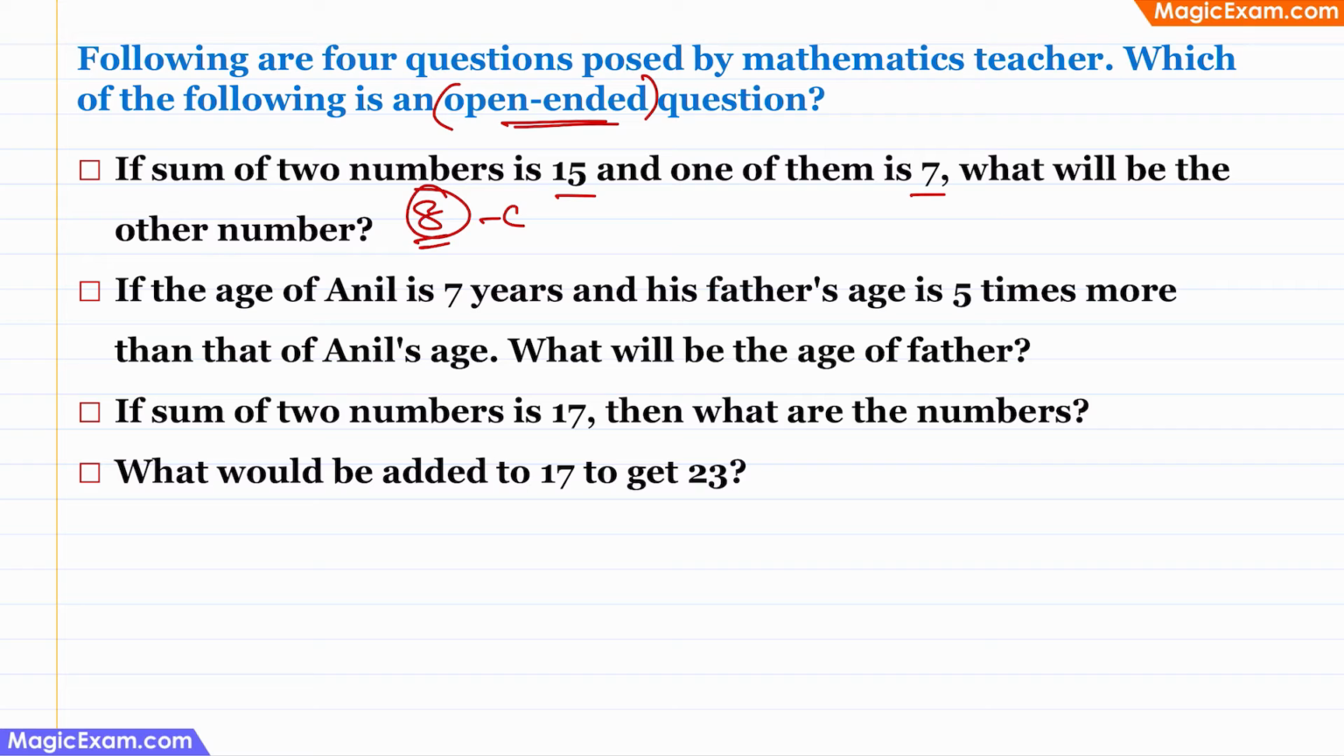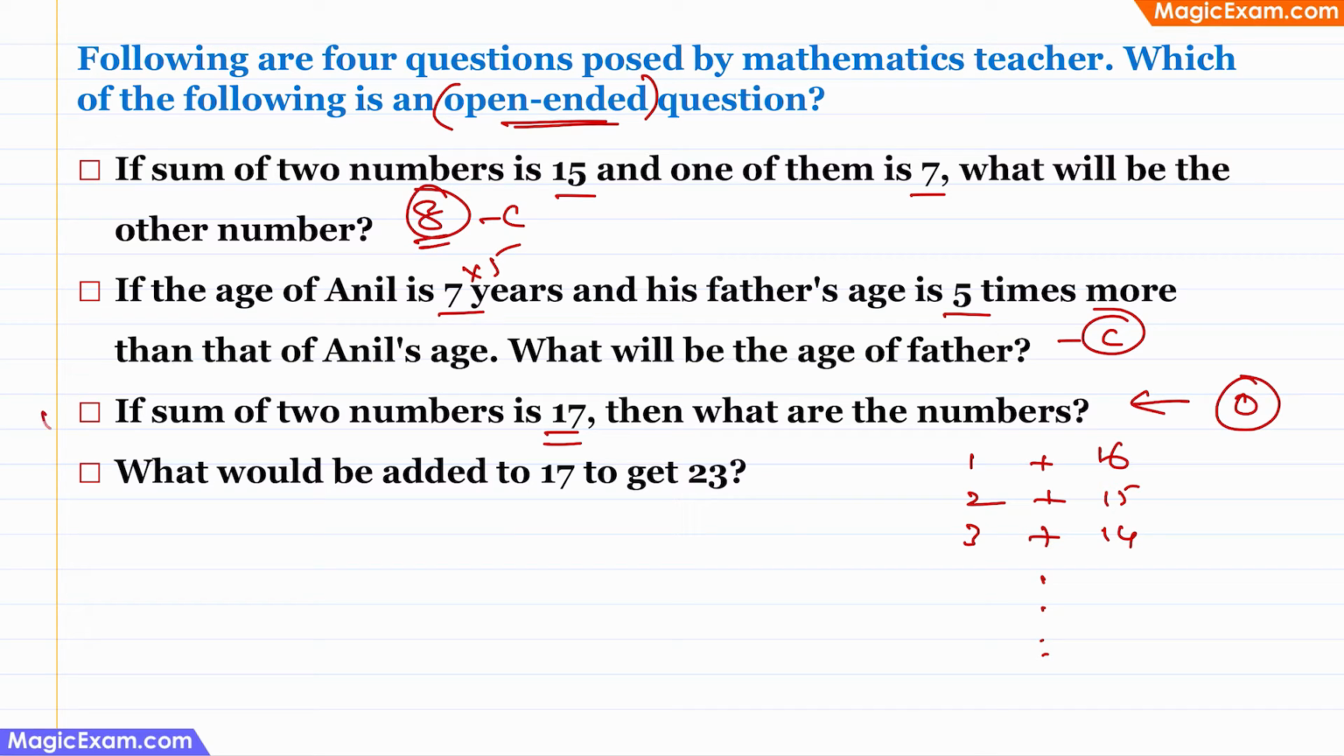If age of Anil is 7 years and his father is 5 times more than Anil's age, what will be the age of the father? So the age of the father will be 7 into 5. Therefore, there can be only one correct answer here. So this is also a close-ended question. If the sum of 2 numbers is 17, what are the numbers? So here it can be 1 plus 16 or 2 plus 15 or 3 plus 14. So there can be more than one correct answer to this question. Therefore, this is an open-ended question. The last one is what would be added to 17 to get 23. So we know that the answer here is 6. There can be only one answer.